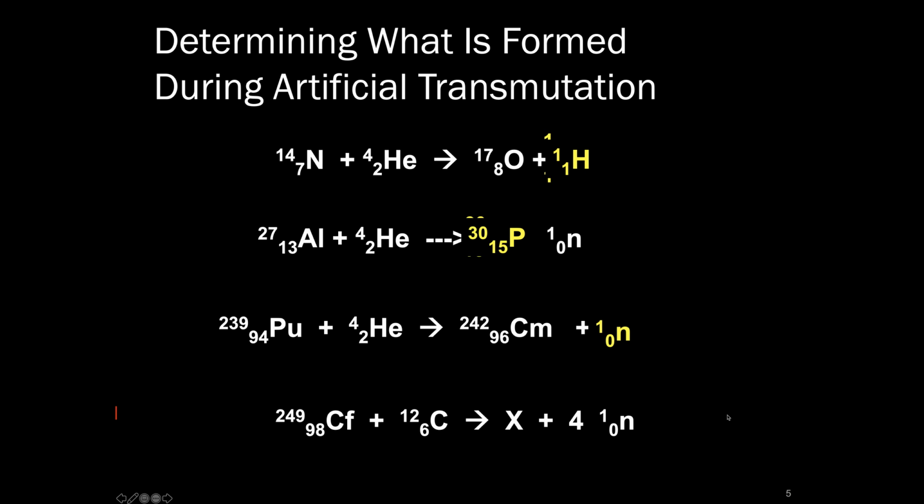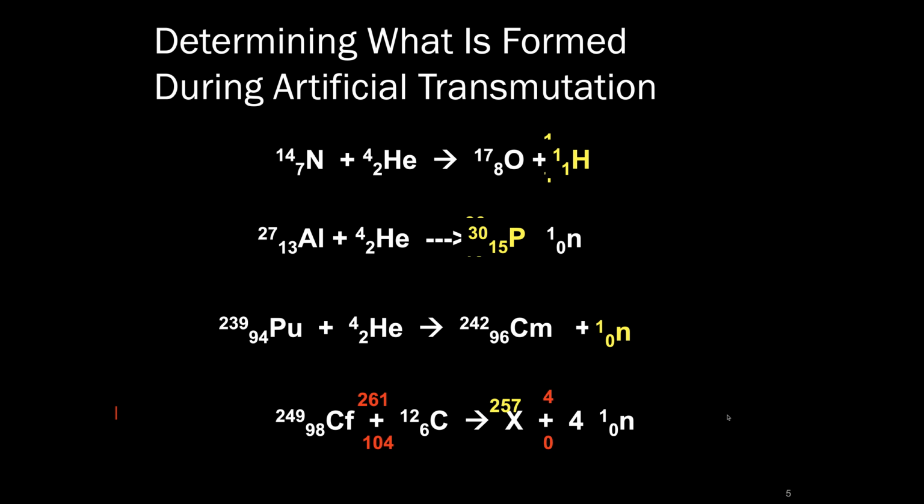So on the left side, we have 249 plus 12, which adds up to 261. And on the right side, we have 4 times 1, which is 4. So what plus 4 is 261? 257. On the bottom left, we have 98 plus 6. This adds up to 104. Now, on the right side, we have 4 times 0, which is still 0.